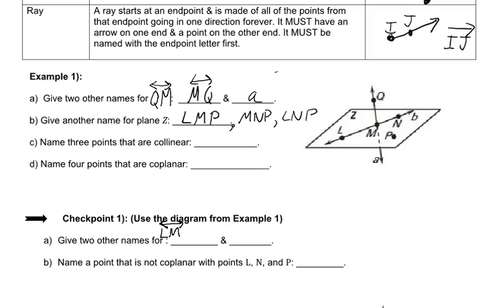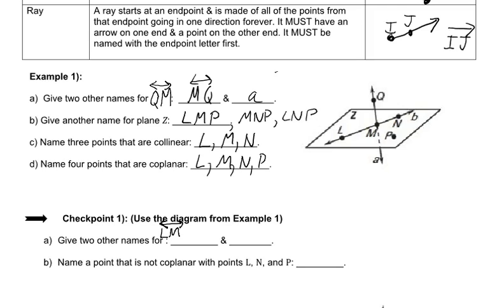Name 3 points that are collinear. Collinear means on the same line. So on line B, there are points L, M, and N. Name 4 points that are coplanar. L, M, and N lie in plane Z, as does point P. So L, M, N, P. Do the checkpoint real quick. So pause it, do the checkpoint, and then continue on.